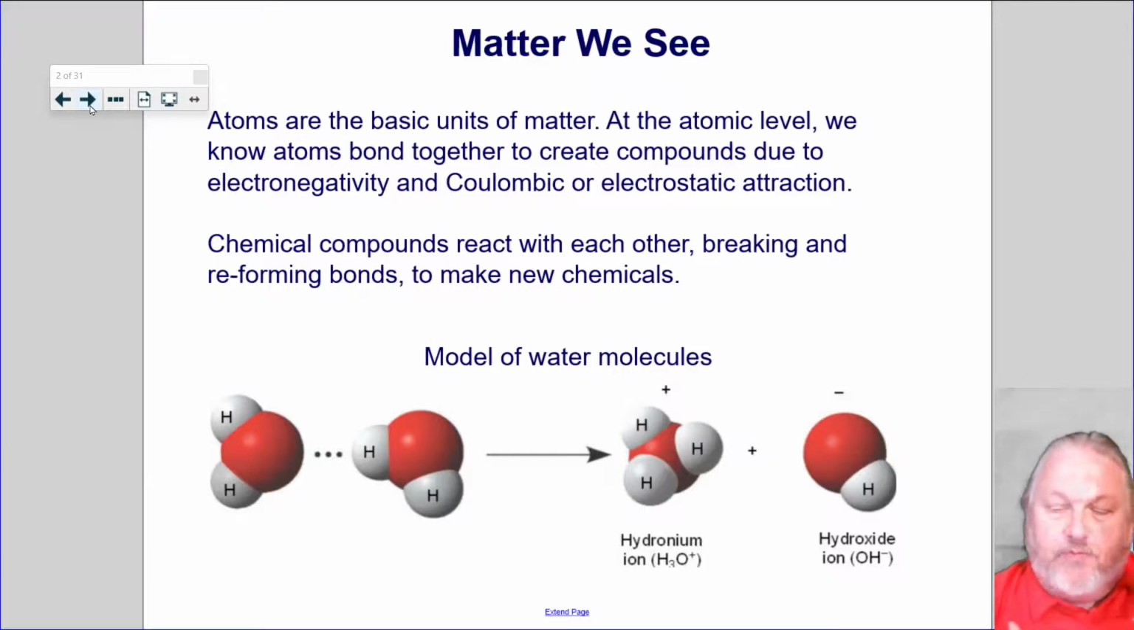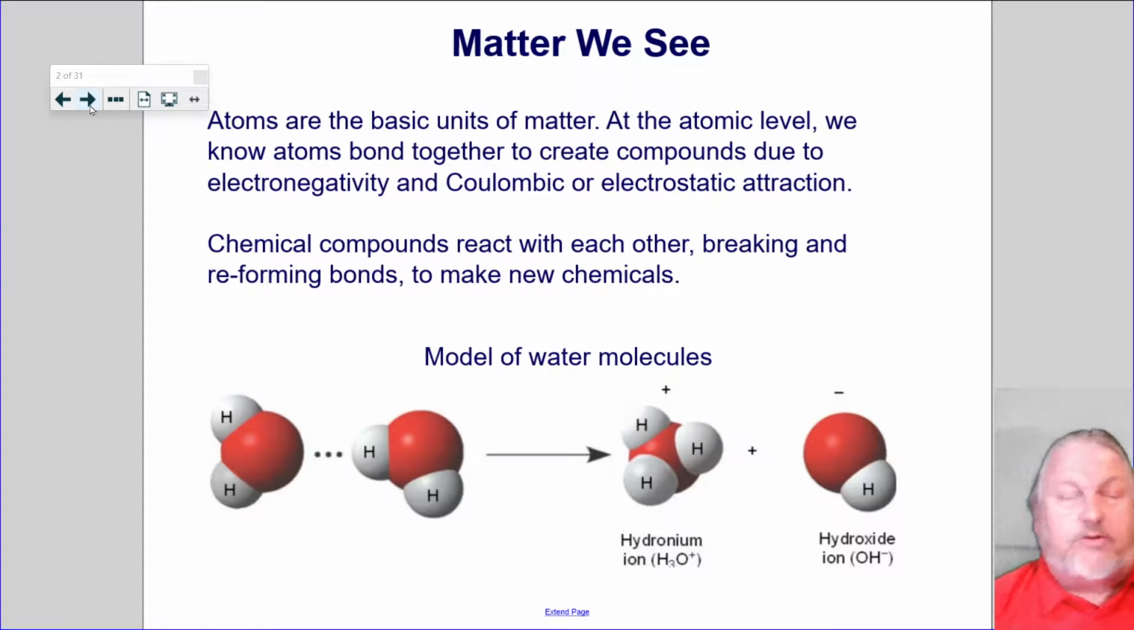So we've studied atoms, and we know more now than what we did when we started, and we know that atoms are the basic unit of stuff, right? And again, what is matter? Matter is stuff. So when we look at the nanoscale, at the atomic level, we know that atoms are bound together and they bond together to create compounds due to what? The electronegativity and the Coulombic or the electrostatic attraction.